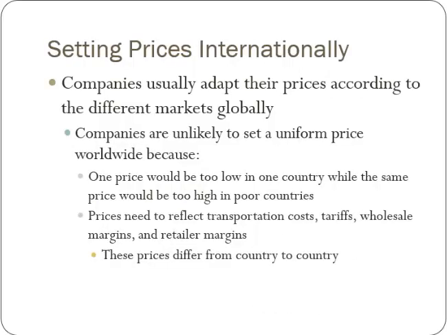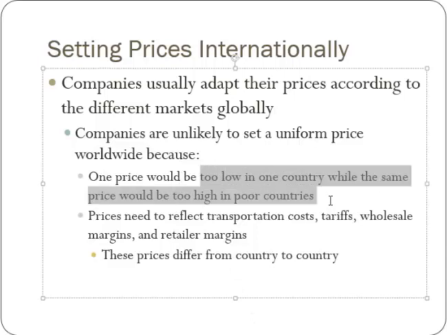Now, setting prices is, of course, a lot different when you're talking about setting them in the United States and setting them in other countries. Companies have to adapt prices according to global markets. Some people in the United States maybe could afford higher prices than perhaps people in China or India, and therefore the prices have to be a lot less. One price would be too low in one country, while the same price would be too high in poorer countries.